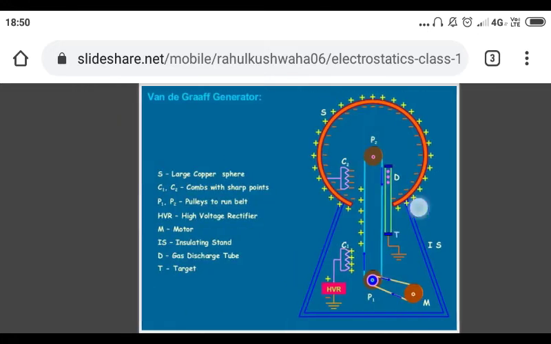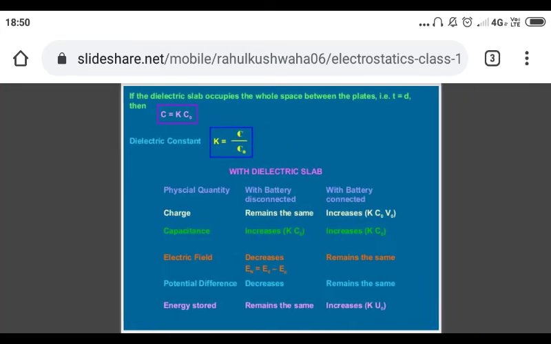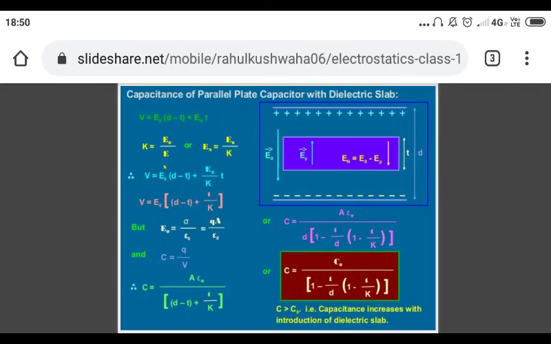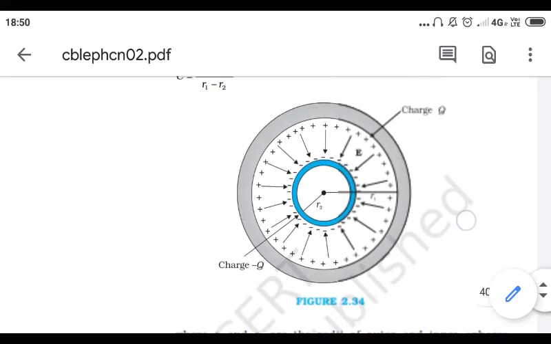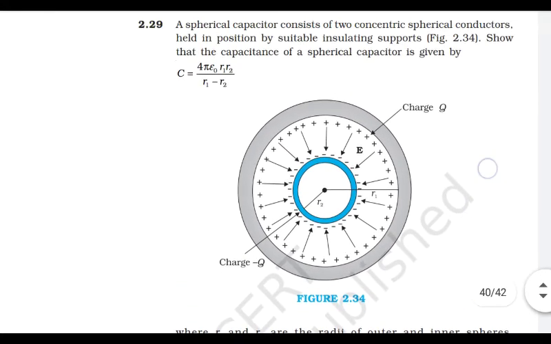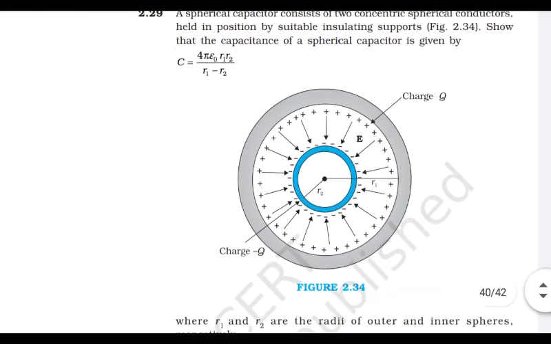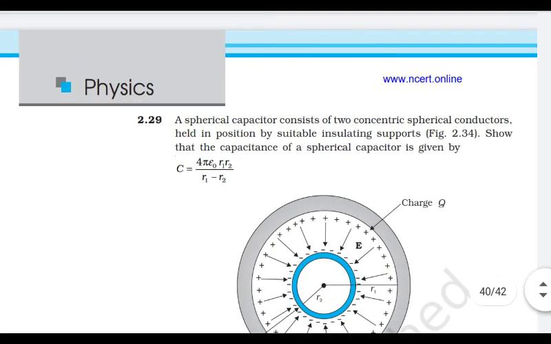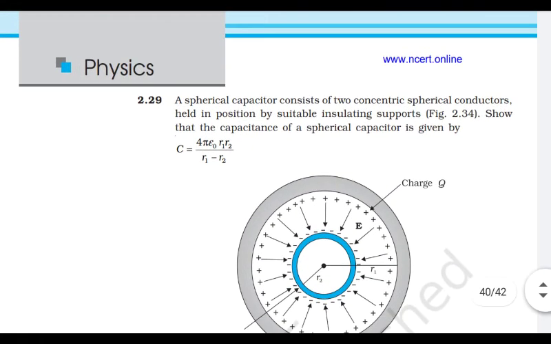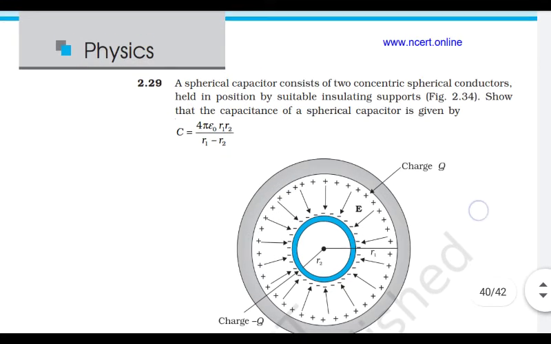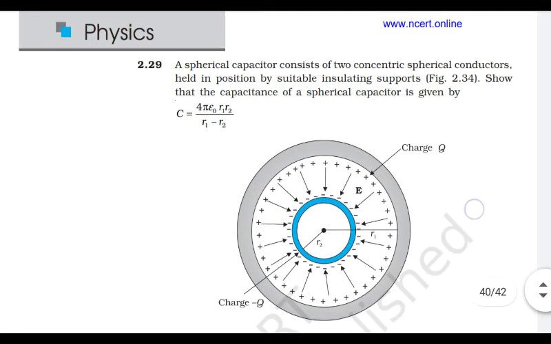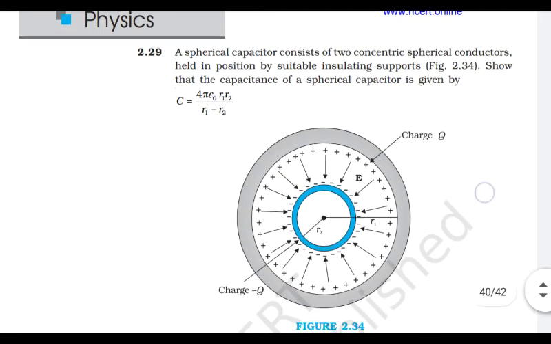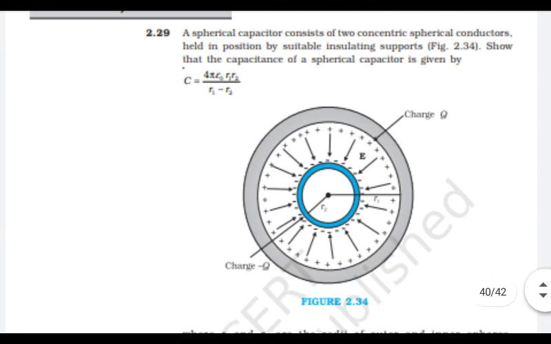Now, before we go to the Van de Graaff generator, there are some other capacitors also which are not here, so I'll go to our book part. Okay, here it is. The problem is in the NCERT textbook. A spherical capacitor, we have not learned that yet. A spherical capacitor consists of two concentric spherical conductors held in position by suitable insulating support. Show that the capacitance of a spherical capacitor is given by this formula, as you can see in the diagram.